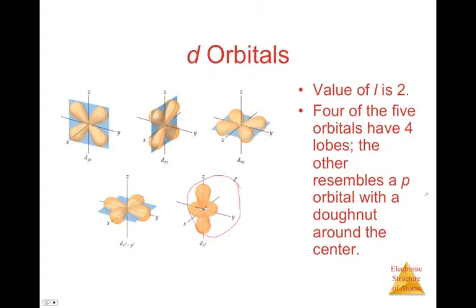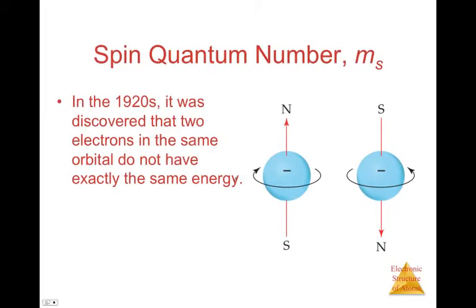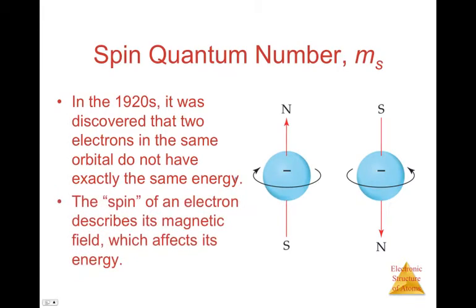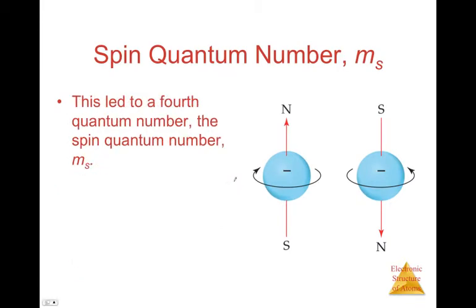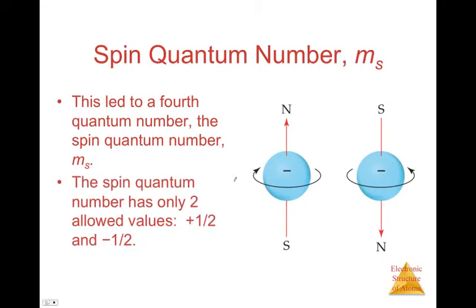No, but it might help you a little bit. Here's the spin, and of course, as I mentioned before, that they can be negative half or positive half. And that's it. Those are the 4 quantum numbers. Well, the next question is, well, how do we apply this?